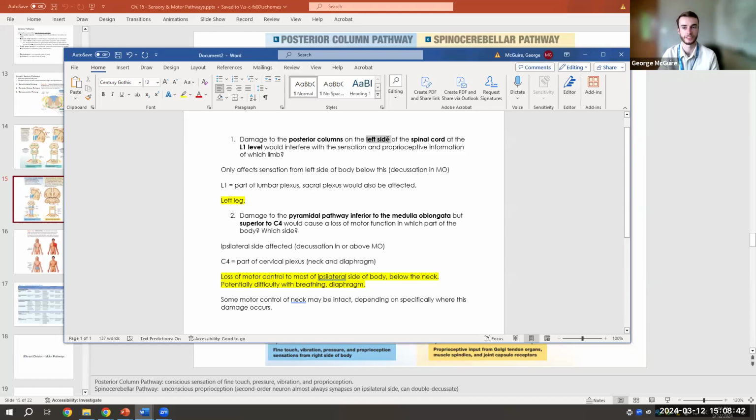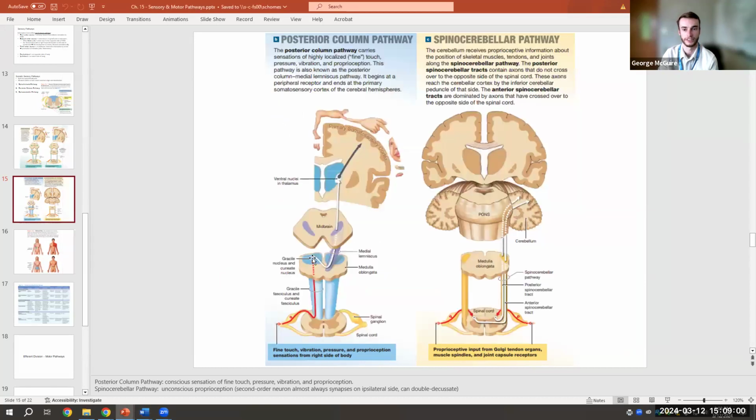Since this was on the left side, we don't have decussation until the medulla oblongata. That means sensory information from that same side, the left side of the body, and so specifically our left leg, is not going to get all the way to the brain. Since this isn't crossing over until the medulla oblongata, any info traveling up that left side of the body is going to be blocked off from anything below L1.